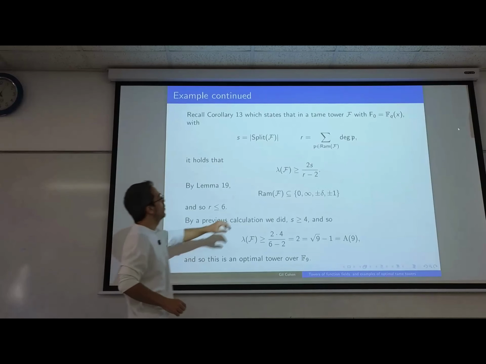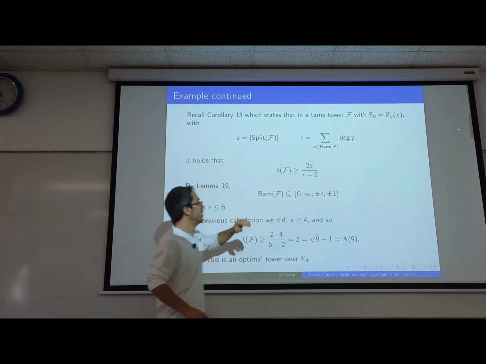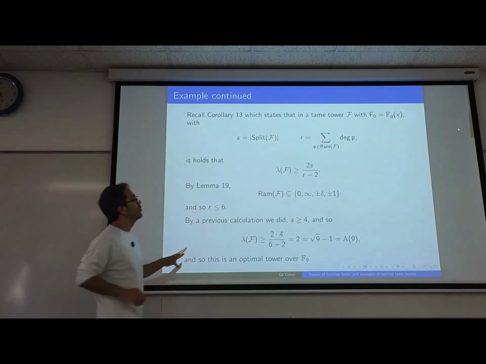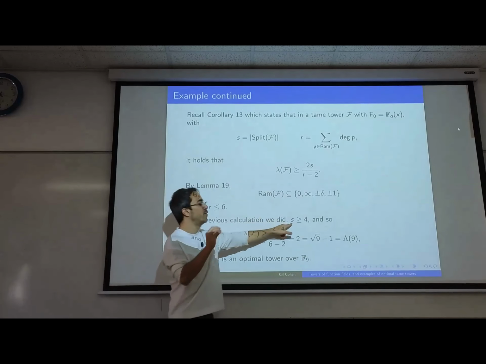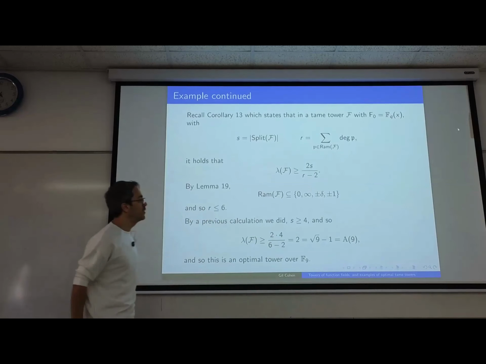So good. So we know that the ramification locus is contained in that, and actually it's equal to that, because these do ramify. You can see that if you look at the picture that we had. And the splitting locus, if you remember from last time, we had 4 prime divisors that split completely: 1 plus delta, 2 plus delta, 1 plus 2 delta, and 2 plus 2 delta.